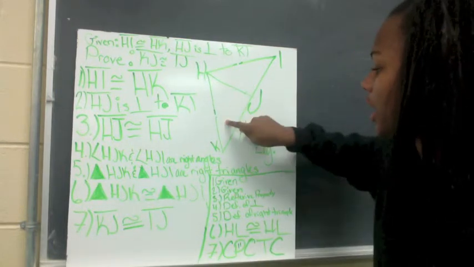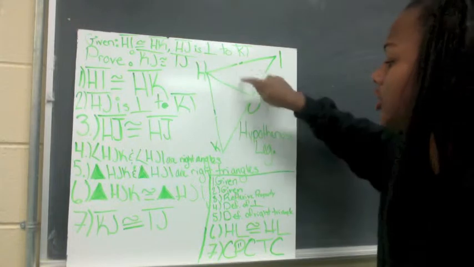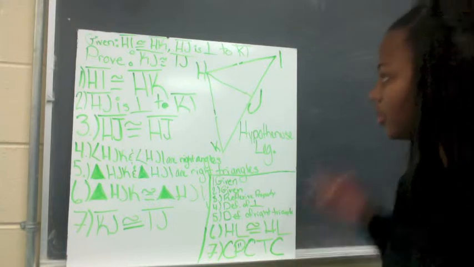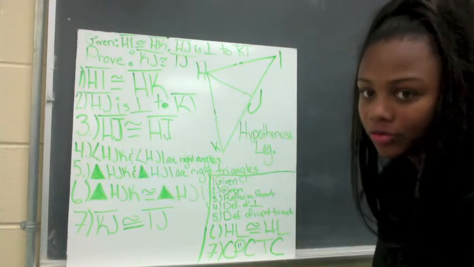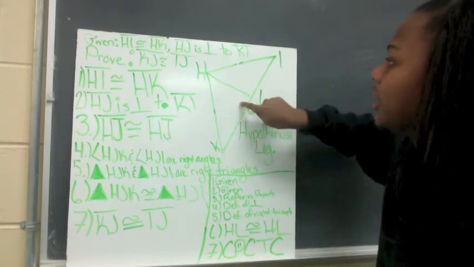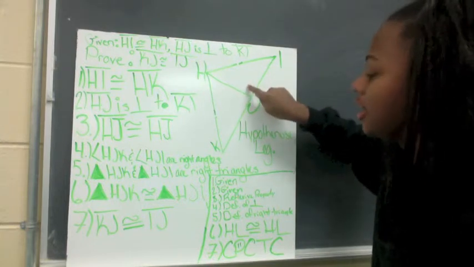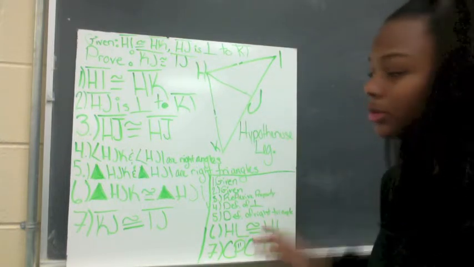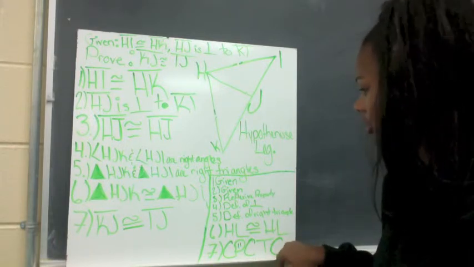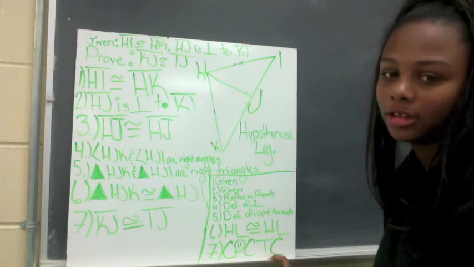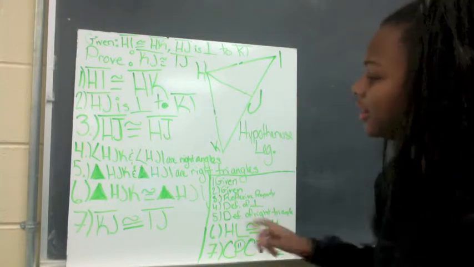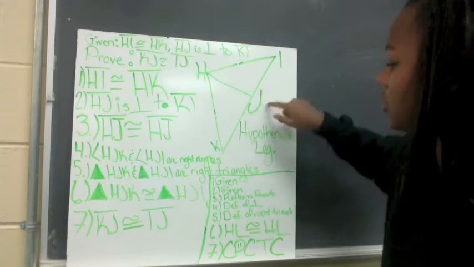Triangle HJK is congruent to triangle HJI, and that's hypotenuse leg, because they're right triangles, and that's the only thing you could use for right triangles. So to find our proven statement, KJ is congruent to IJ, you have to use a thing called CPCTC, and I don't know what that means. It's congruent parts are congruent something. So that means that KJ is congruent to IJ.